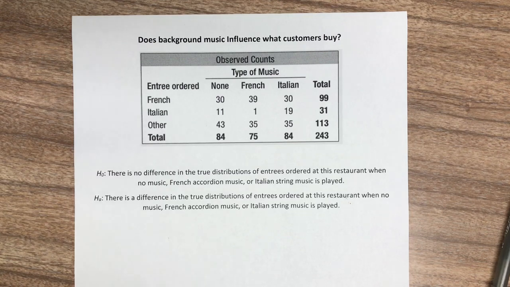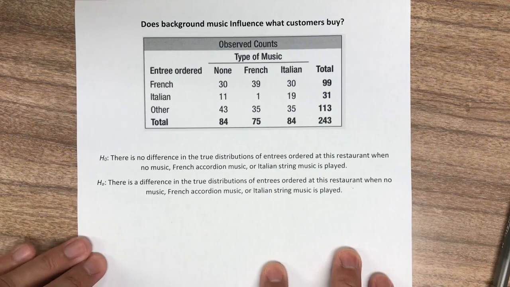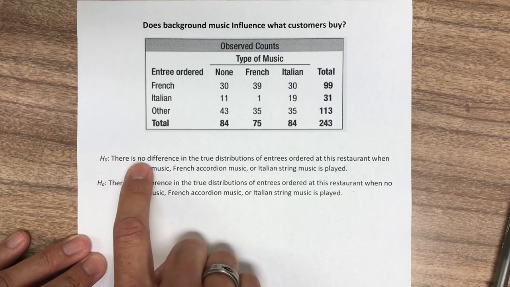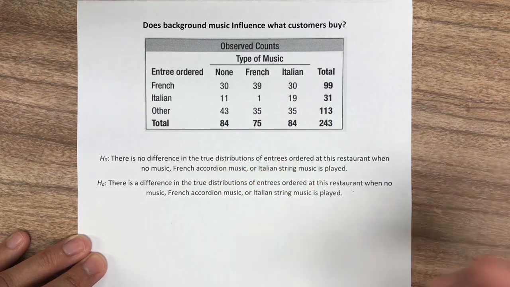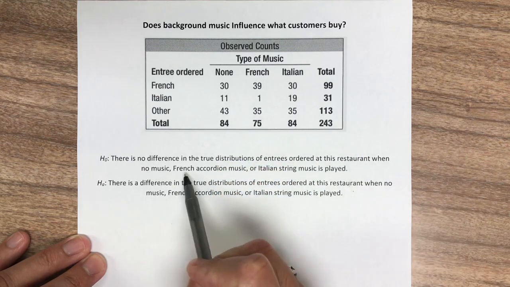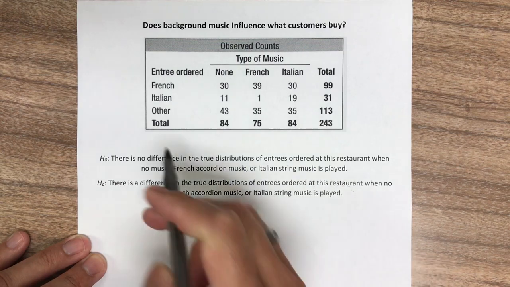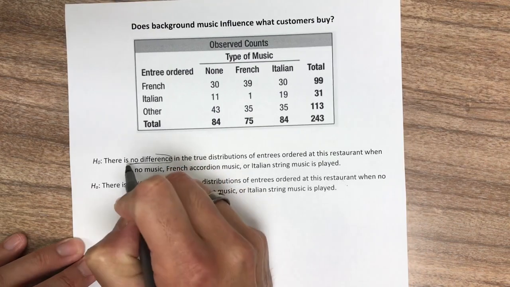So same as the other tests, we do need a null hypothesis and alternative hypothesis, and then we can find the chi-square statistic and the p-value. So I do have a null hypothesis, and for a chi-square test, we say there is no difference in the true distribution of entrees ordered at this restaurant when no music, French accordion music, or Italian string music is played. So we're saying that there's no difference in this restaurant.